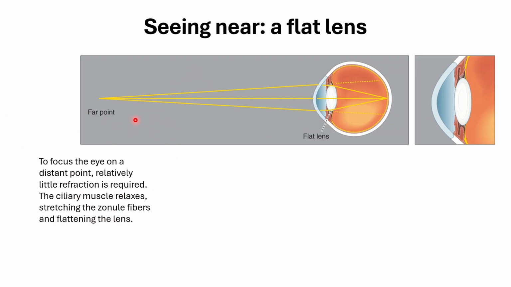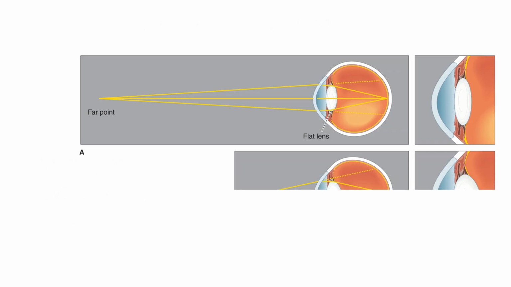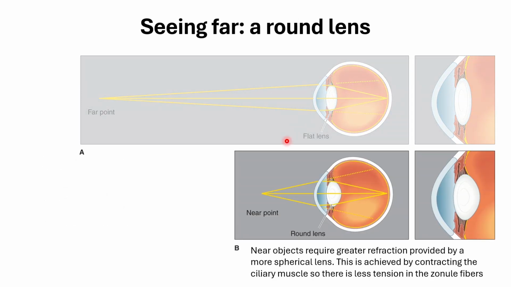And so it doesn't actually need a whole ton of refraction in order for us to get a sharp image on the retina. So we're trying to project the image onto the back of the eye where the retina is located, and so we don't need a ton of refraction. Now, when we are seeing near, sorry, that should say seeing near, what we need is a round lens.